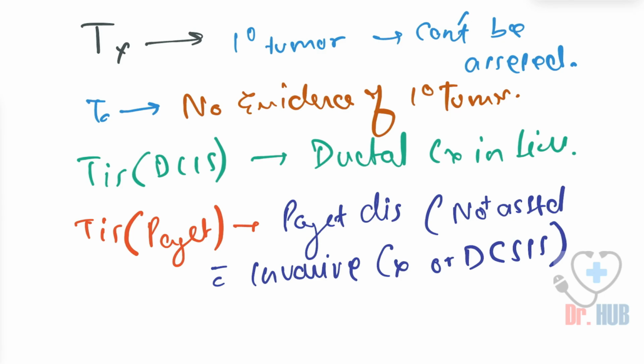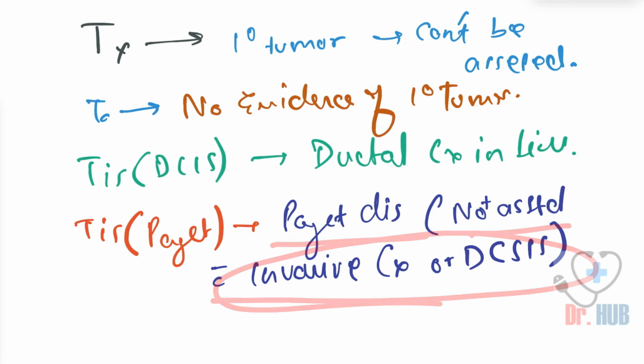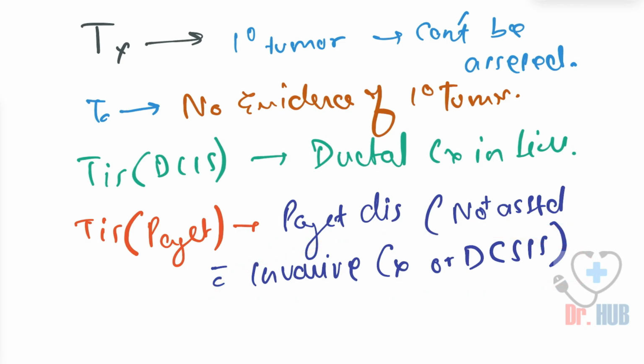Now we'll just recap what we did. Here we saw the staging. TX stands for the primary tumor that cannot be assessed. Next we have T0, where there is no evidence of the primary tumor. Next, TIS is DCIS, the ductal carcinoma in situ. Then TIS Paget's is Paget's disease, and it is not associated with the invasive carcinoma or the DCIS.